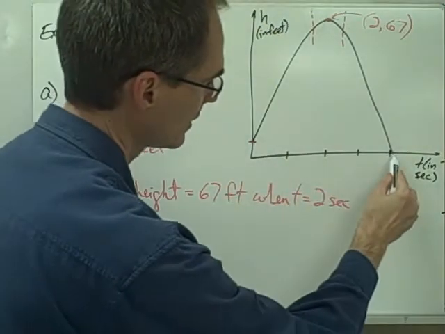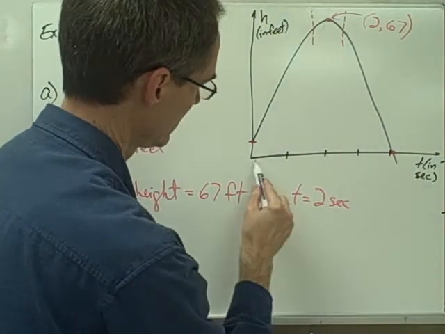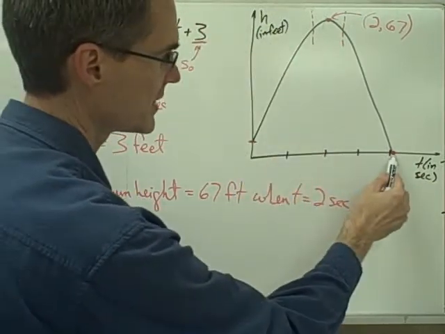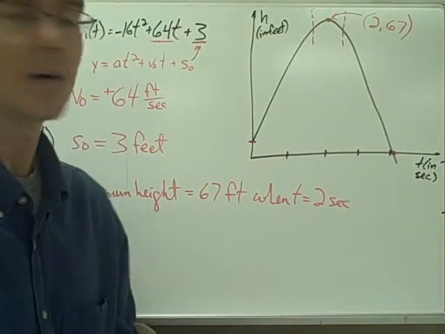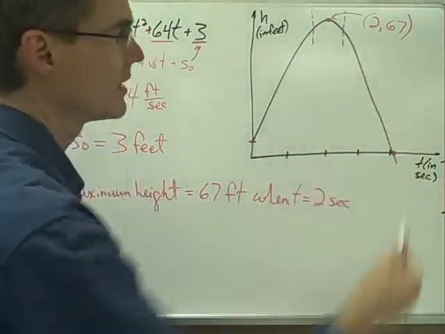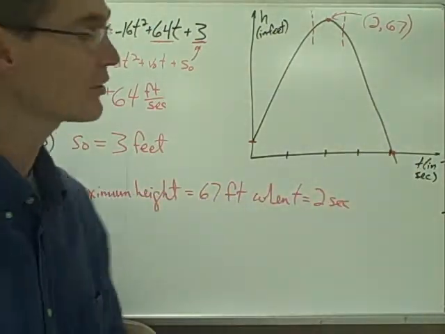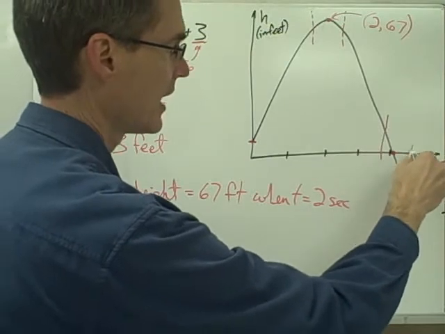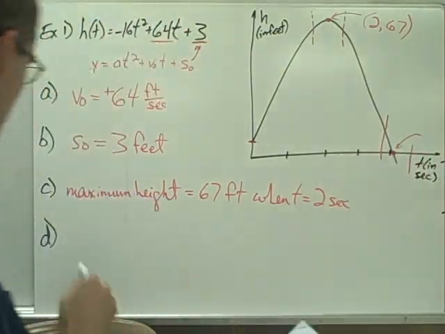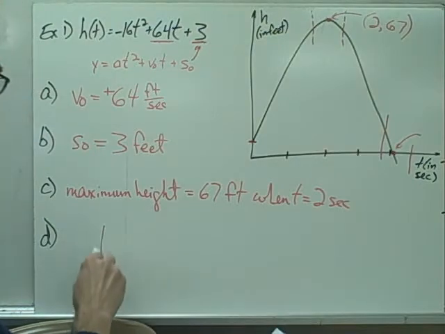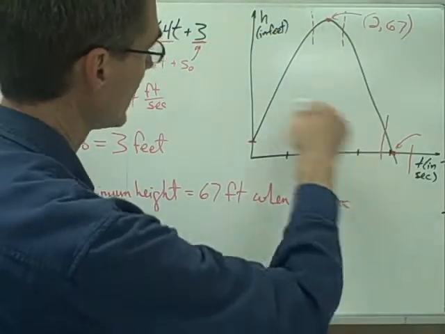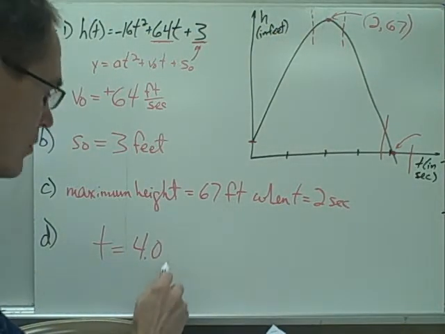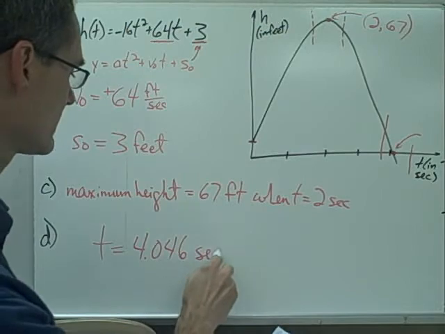Well, that's going to be this amount of time right here. Where the ball hits the ground is where the height of the ball becomes 0. That's also the 0 of my function, so I can use the 0 function on my calculator to figure out what this 0 value is. Again, I give it a left bound, a right bound, and a guess, and it will tell me that the value for time when the height of the baseball is 0 is approximately 4.046 seconds.